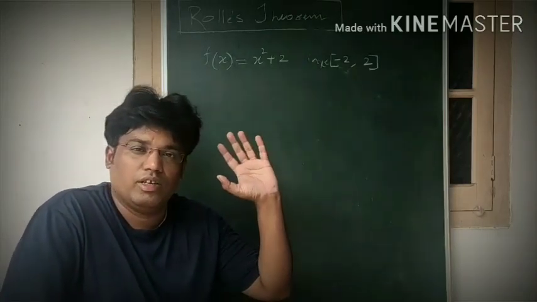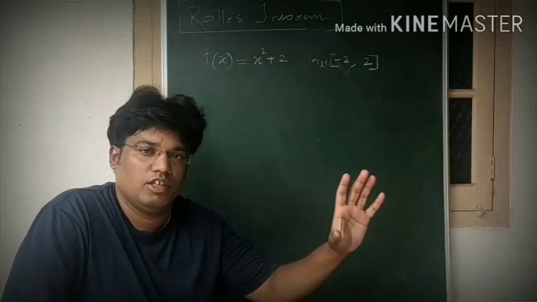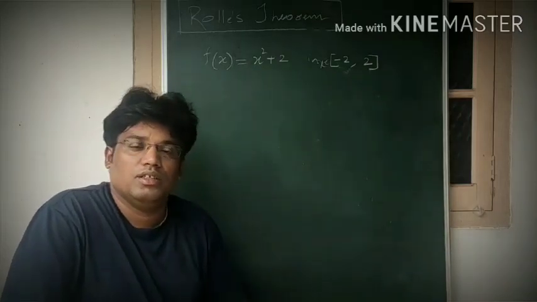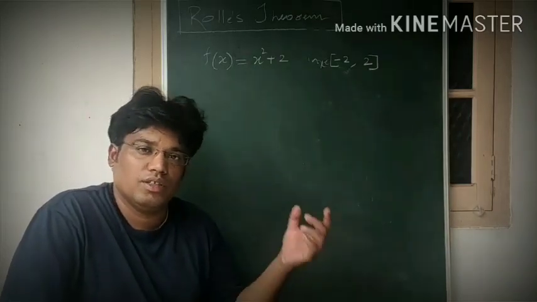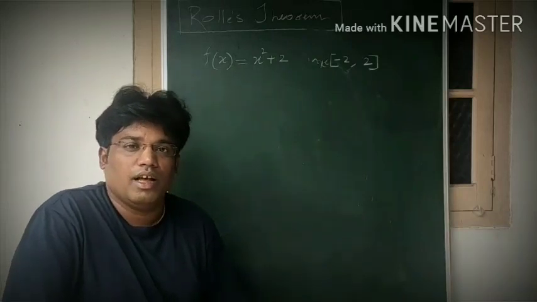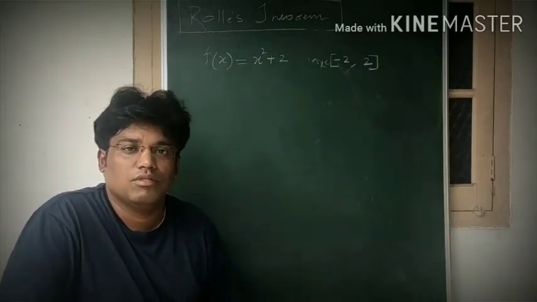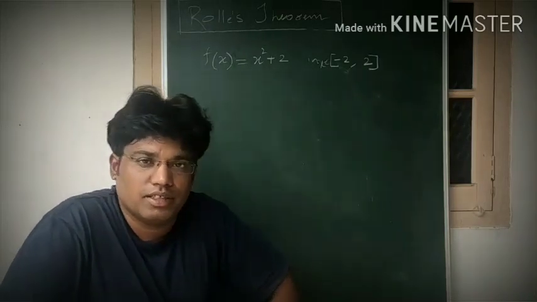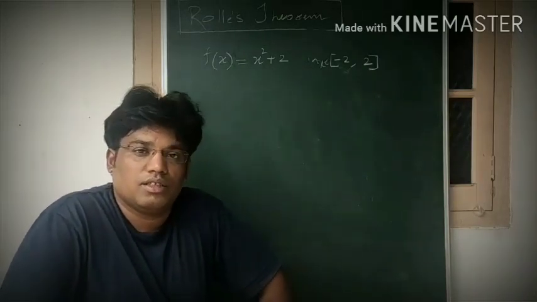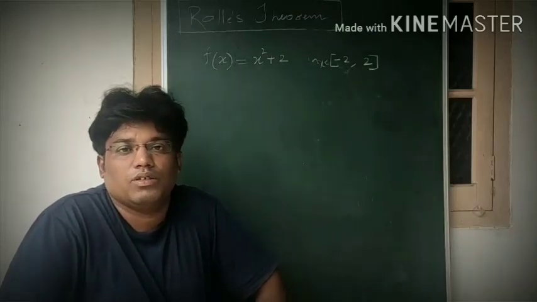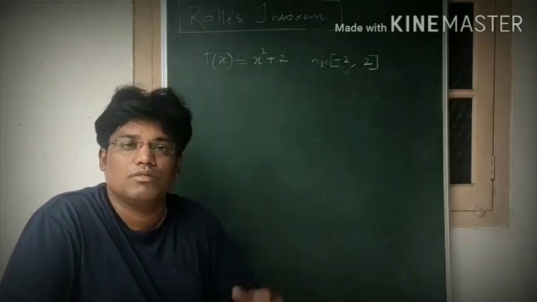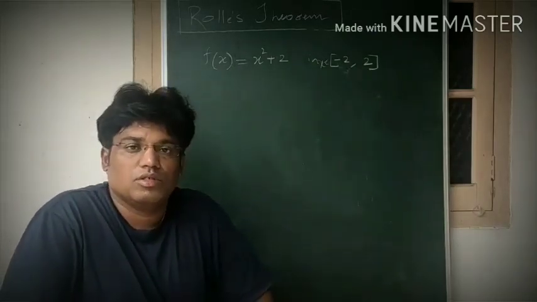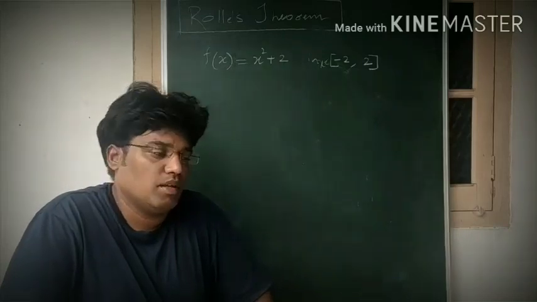Initially you have to conclude whether it is continuous and differentiable. Second, you have to check whether f of a is equal to f of b. Only after that, you conclude, yes, there exists a point say c, and that c belongs to open a comma b, and f dash of c will be equal to 0. That's what you need to carry out. So these 3 steps will carry you 3 marks.